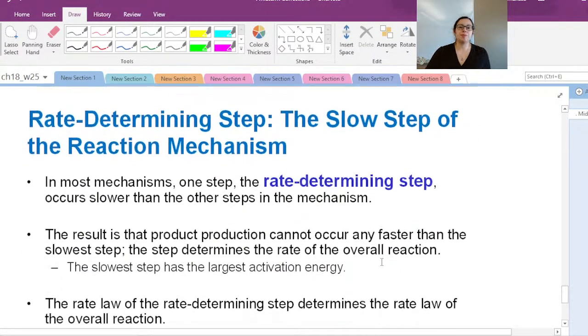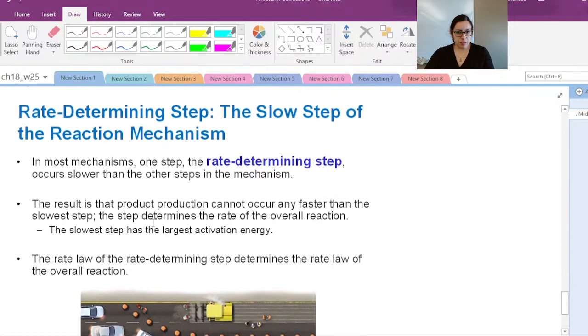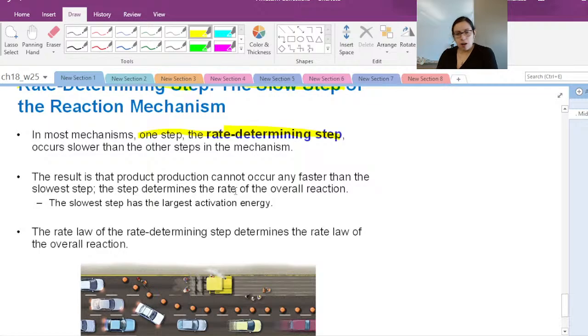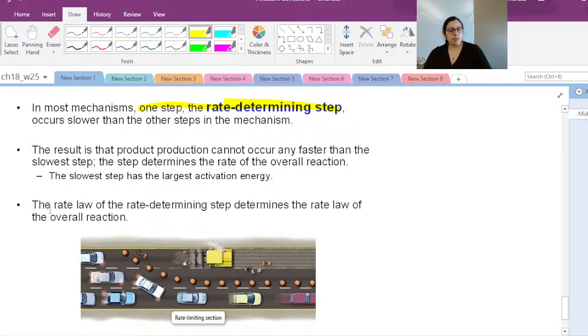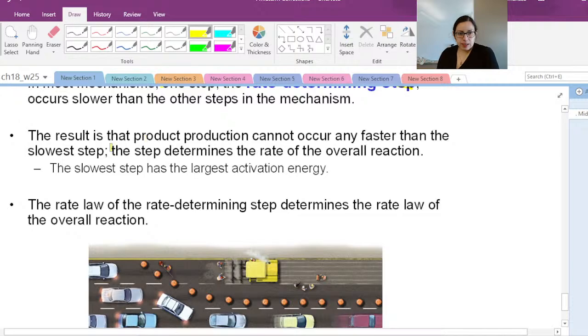All right, so now we're here. And okay, so now we're starting to build up to the point of this and where we're going. And so now the next step is, well, usually there's some sort of what's called rate determining step, or the slow step of our mechanism. In most mechanisms, there's one step that occurs slower. And so that's usually our rate limiting step. The effect is, of course, our product production cannot occur any faster than the slowest step. So this step will determine the rate of our overall reaction.